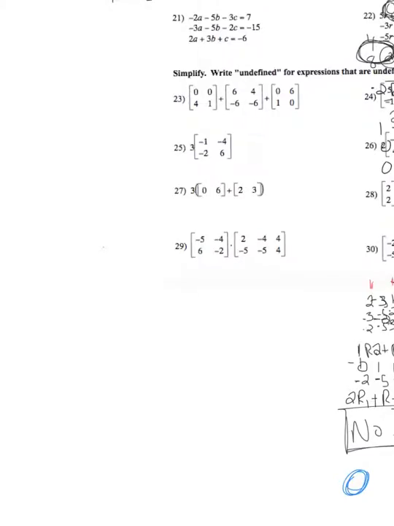Number 23, some simple matrix manipulation. Adding, you just take the first spot plus the first spot plus the first spot. So here we have 0 plus 6 plus 0. So here's number 23. 0 plus 6 plus 0 is 6. Second position, 0 plus 4 plus 6 is 10. Third position, 4 plus -6 is -2 plus 1.